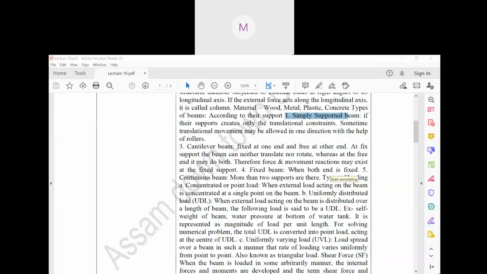Look. So, did you understand the types of beams? Is it clear? Hello, hello. Is it clear, the types of beams? Yes, for me, sir. Now you go to types of load. Just now I was saying that.